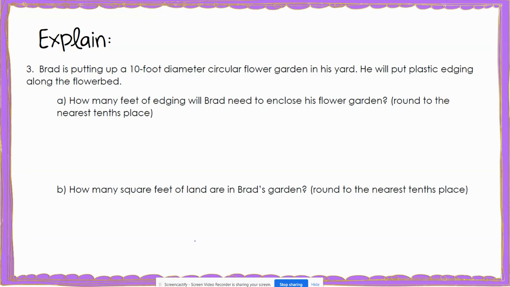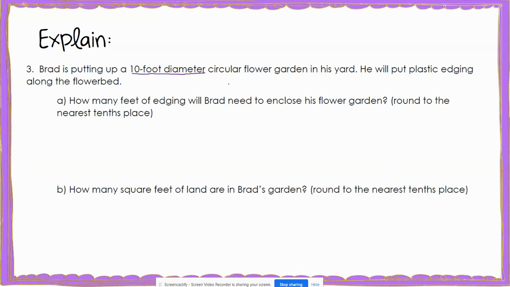Number 3 says Brad is putting up a 10-foot diameter circular flower garden in his yard. So we know that his flower garden has a 10-foot diameter. He is going to put plastic edging along the flower bed. Part A says how many feet of edging will Brad need to enclose his flower garden? And then it asks us to round to the nearest tenths. Well, this one does not specifically tell us whether we are looking for circumference or area, so we need to figure out what this is talking about.